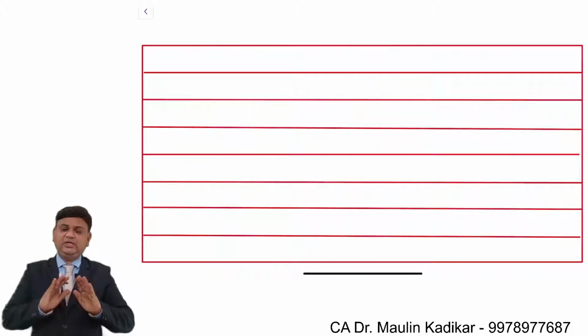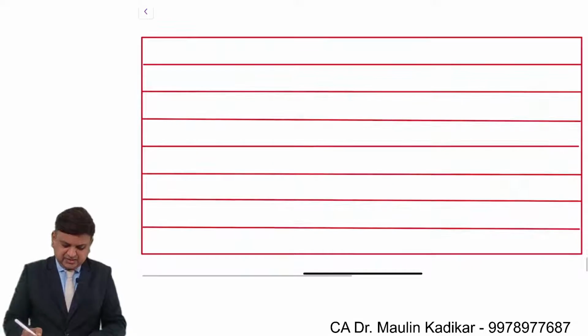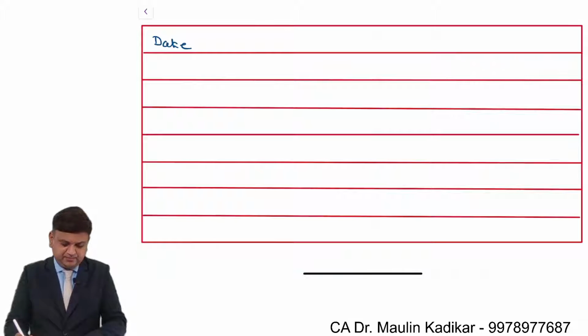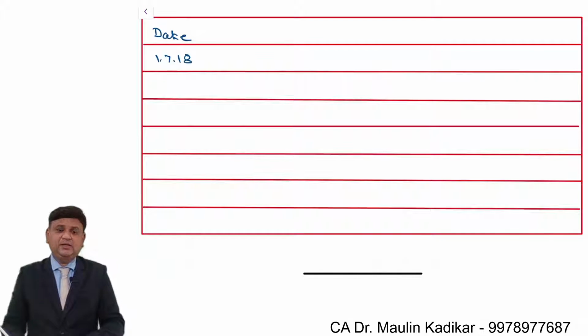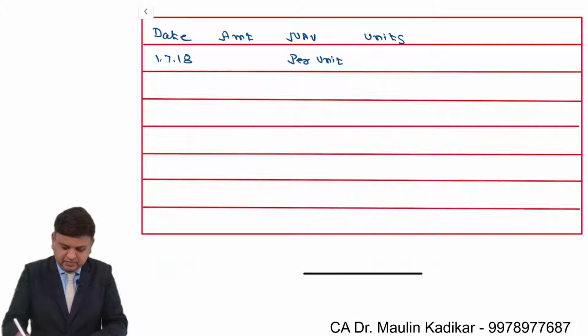Friends, first of all, I am writing only the basic details about the information of the question. Everybody is requested to pay attention. This is only for understanding purpose. The question is providing the information that on 1st of July 2018, the initial investment was made, that is saying the initial offer of some mutual fund. So amount, net asset value per unit, units allotted.